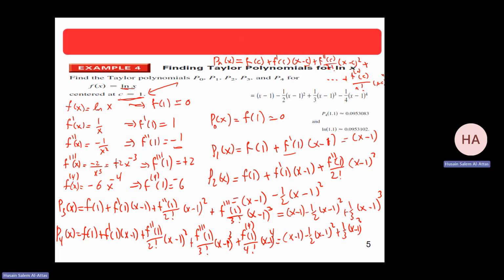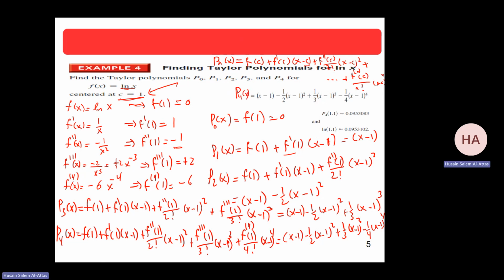Okay, now we'll come to the last one. 1 over 4 factorial. 4 factorial, which is 4 times 3 times 2, 24. And what is the fourth derivative? That is minus 6. So minus 6 over 24, this is minus 1 over 4 x minus 1 to the power 4. And that will be P4 of x.